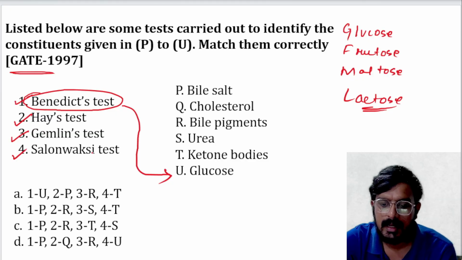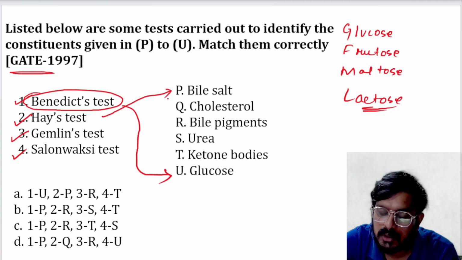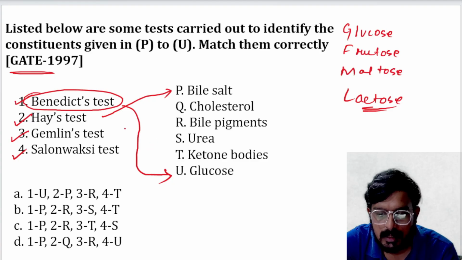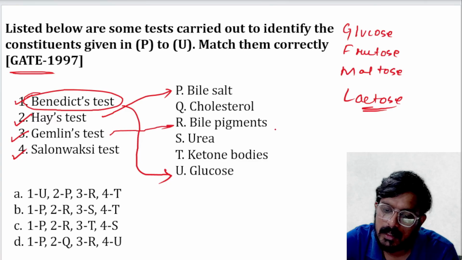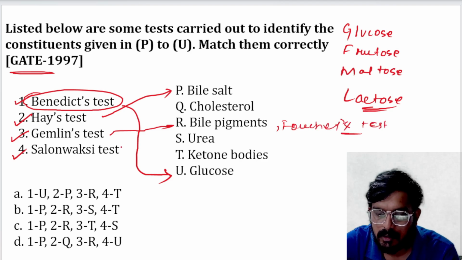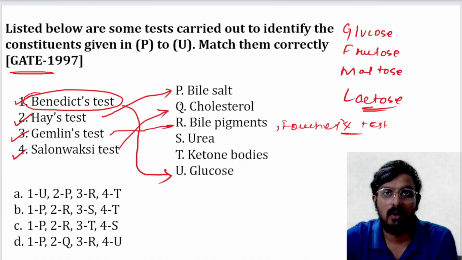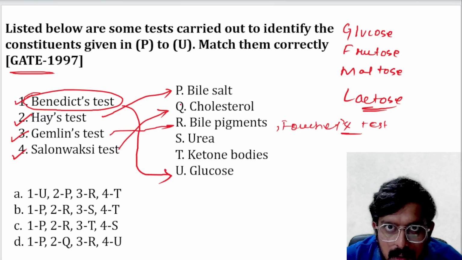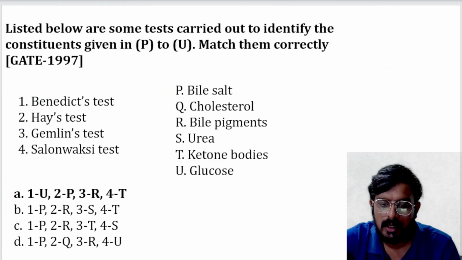Next is Hay's test. Why is Hay's test used? Yes, Hay's test is basically used for the identification of bile salt. Gmelin test: who can answer why the Gmelin test is used? Gmelin's test is used for bile pigment. Another test, other than the Gmelin test, is also used for this. And Salkowski test is for, yes, cholesterol. Seliwanoff test is something different, and Salkowski test is also different, so do not confuse Seliwanoff and Salkowski. Okay, moving to the next question. Here, option A will be the correct answer.